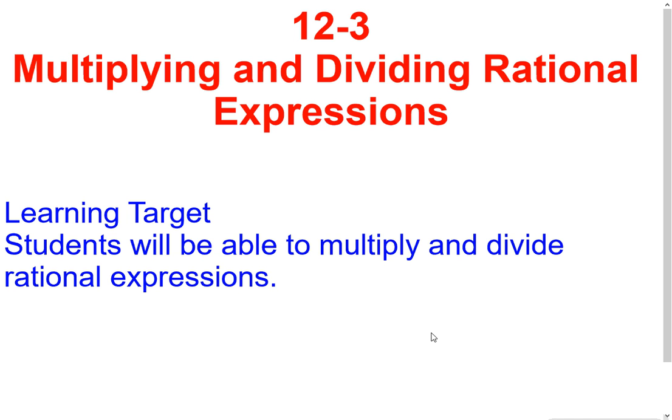Hi, I have a video here that's going to show us how to multiply and divide rational expressions. I had a previous video that showed how to simplify rational expressions. We will incorporate that in this video as well.